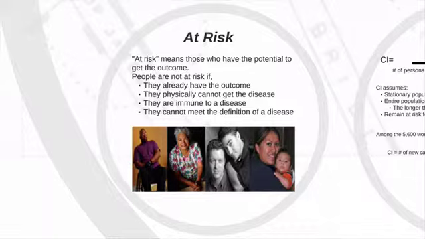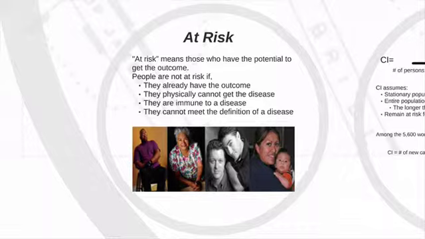So they should not be part of your population at risk when you're looking at the outcome of that disease. And then finally, they cannot meet the definition of a disease. So, for example, SIDS, sudden infant death syndrome. The definition of SIDS is unexplained deaths among children 1 year or younger, or before their first birthday. So you would never include children older than 1 year in your population at risk for SIDS. They don't go into your denominator as at risk.